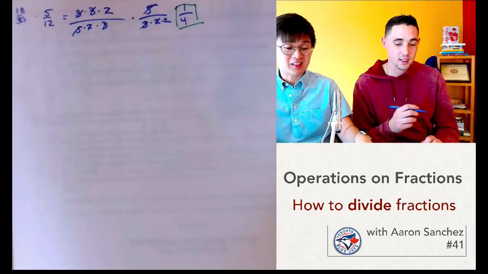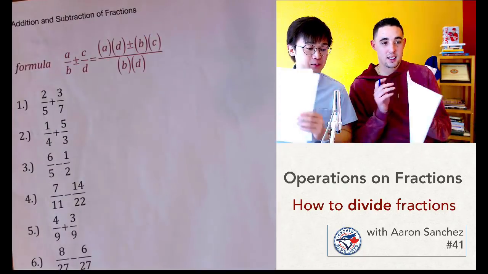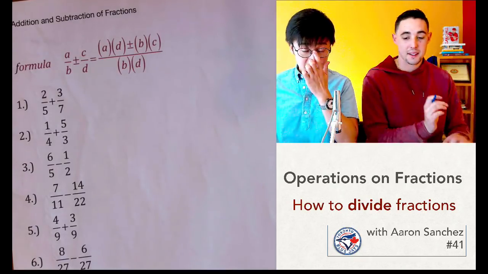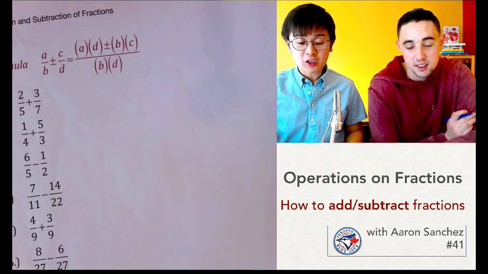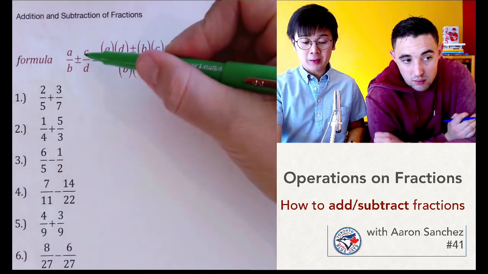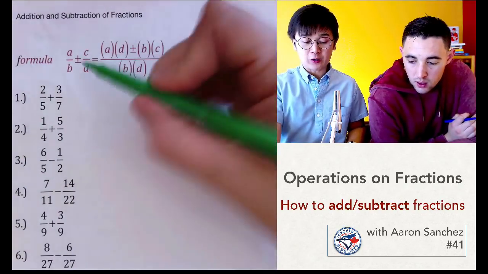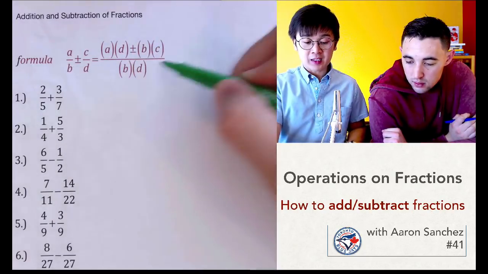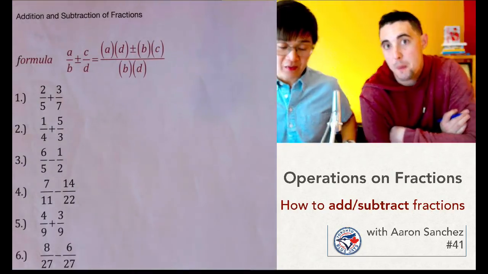Dang, we're almost finished. For the last part, we're going to be doing addition and subtraction of fractions. Addition and subtraction of fractions work the same way. The formula is a over b plus or minus c over d. You multiply a and d, multiply b and c, multiply b and d, and then just simplify.